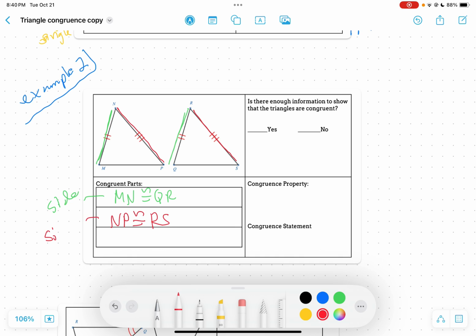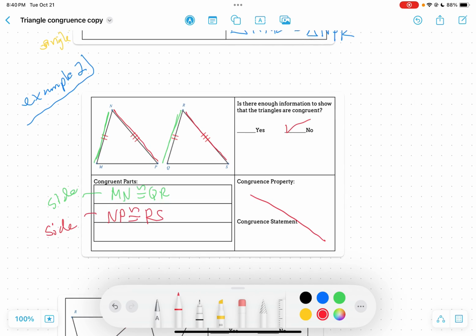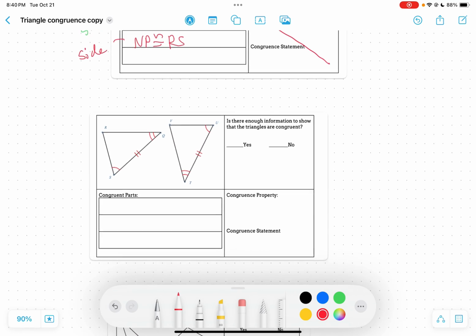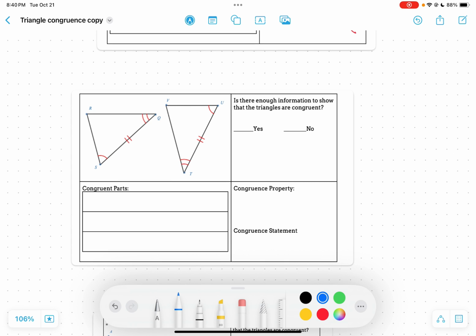and then I also have NP is congruent to RS. So I have another side. But that's all they're giving me. There's no other things between these 2 triangles that are the same. So I only have 2 sides, which is not enough. These triangles could still be different. So I don't need to fill out this part because I don't have enough information. These triangles might not be congruent. Okay, let's do 2 more examples. So why don't you look at this example for a minute? Example 3, copy down these triangles and see if you can figure out if we have enough information here in this picture.